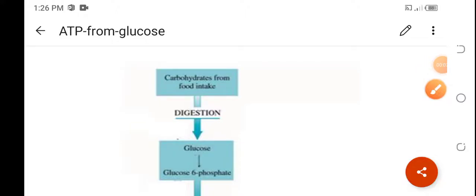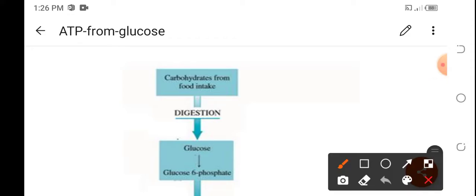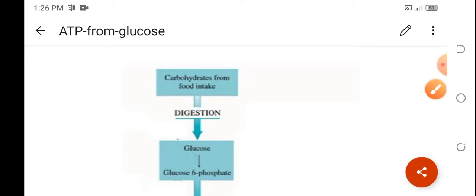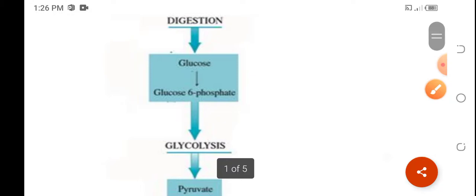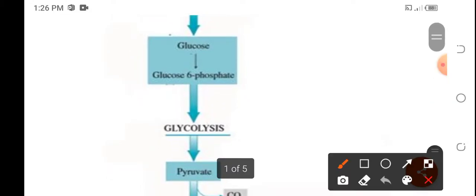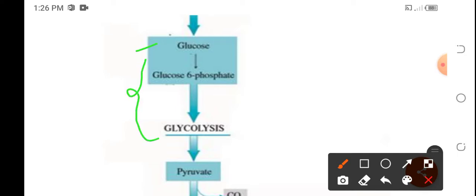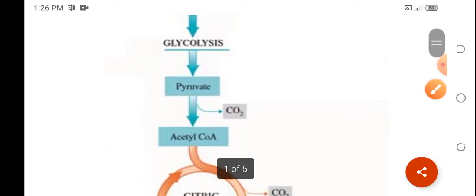Okay, ATP from glucose. This will start as carbohydrates from dietary sources, which will be digested and turned into glucose. Eventually, in glycolysis, it will then become pyruvate. So glucose will undergo several processes to become pyruvate, eventually 2 moles of pyruvate, particularly.